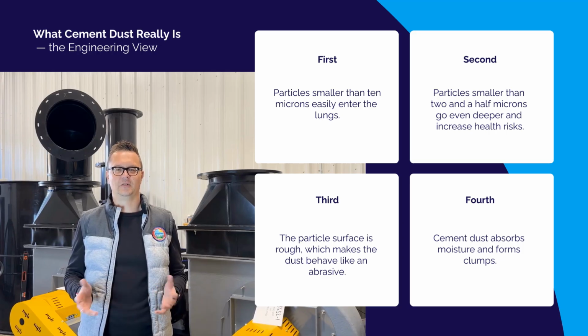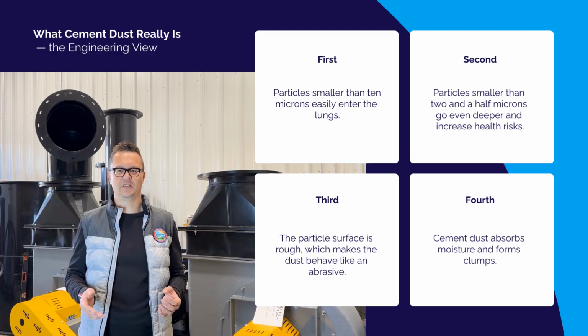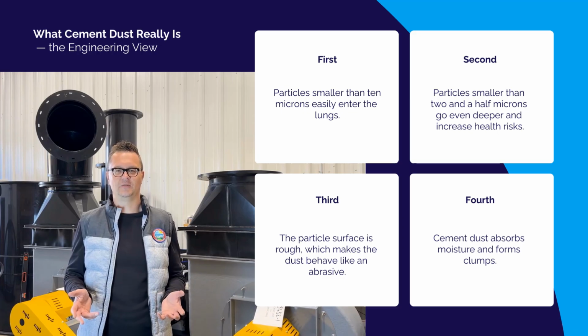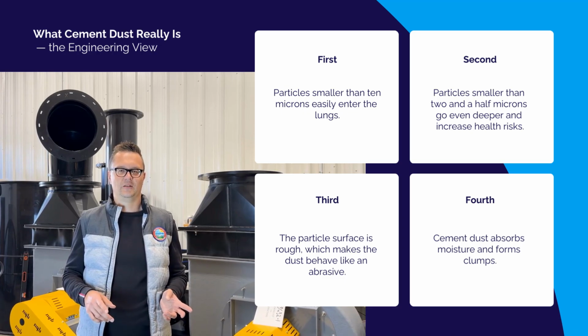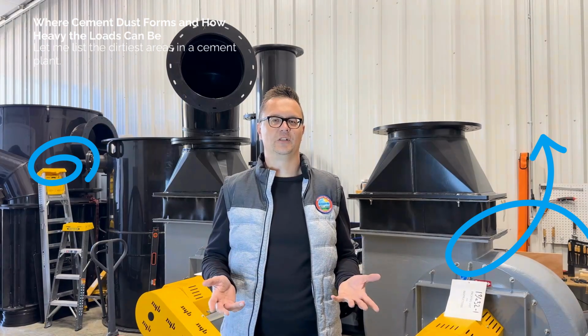Here's why this matters. First, particles smaller than 10 microns easily enter the lungs. Second, particles smaller than 2.5 microns go even deeper and increase health risks. Third, the particle surface is rough, which makes the dust behave like an abrasive. Fourth, cement dust absorbs moisture and forms clumps. There is one more important property. Cement dust is alkaline. Its pH level is usually between 11 and 12, which means it can irritate skin, eyes, and respiratory pathways.